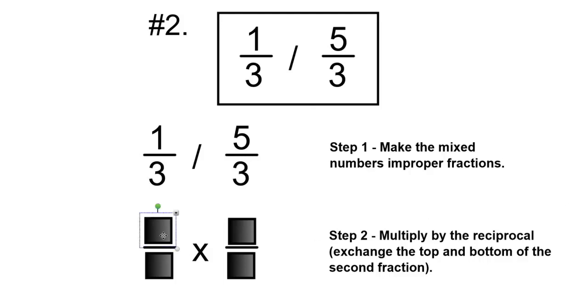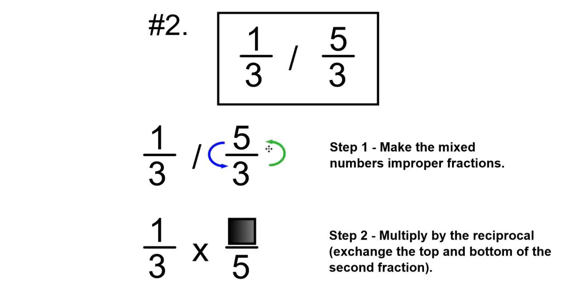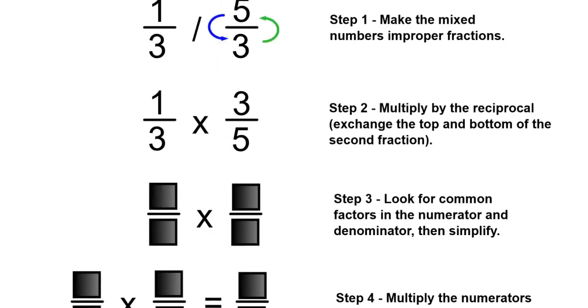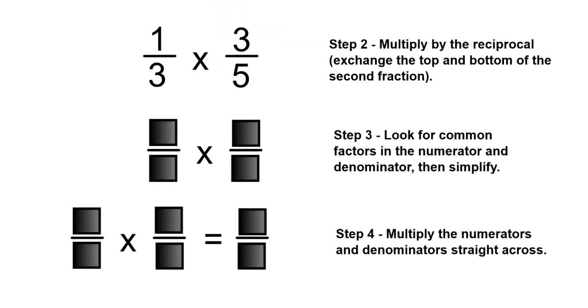We'll now multiply instead of divide, and we'll exchange the top and the bottom of the second fraction. So the 5 will now go to the denominator spot, and the 3 will be moved to the numerator spot. So 1 over 3 times 3 over 5. Step 3, look for common factors in the numerator and denominator, then simplify.